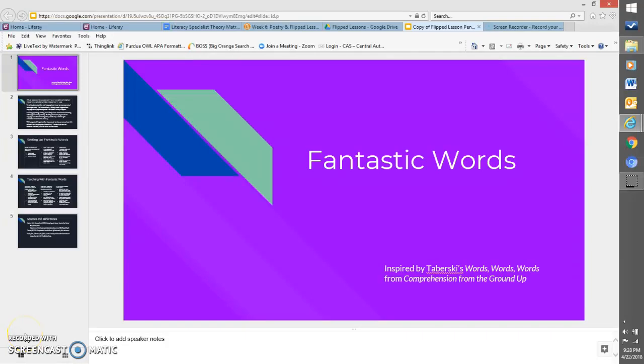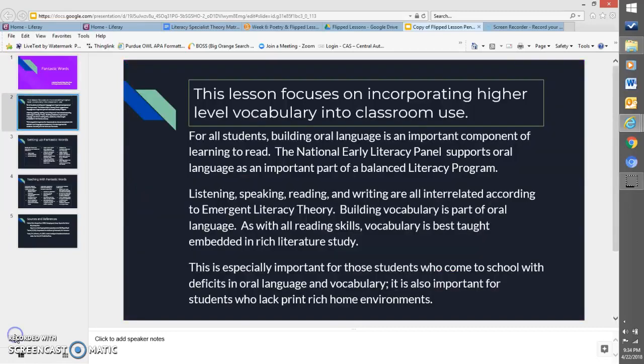Welcome to my Vocabulary Builder, Fantastic Words. I integrated this into my first grade classroom after reading Comprehension from the Ground Up by Sharon Taberski. Fantastic Words is actually adapted from Sharon Taberski's Words, Words, Words.